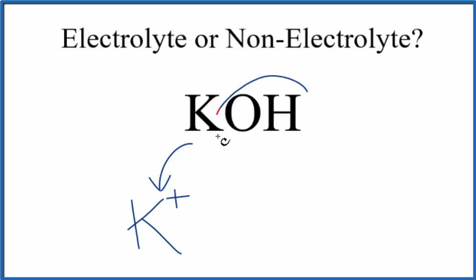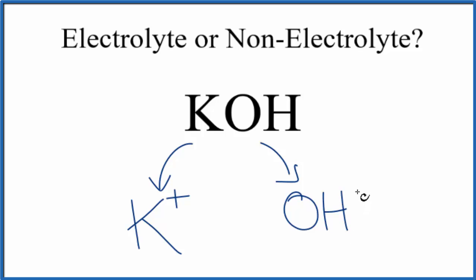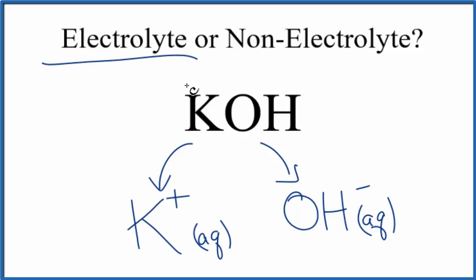This is a good one to remember. OH, when it's bonded to metals, that's the hydroxide group. OH, the whole thing, has a 1 minus ionic charge. Because these are dissolved in water, we write (aq) for aqueous. That means dissolved in water. And these are the ions we would have when we put KOH in water. So since we have these ions in water here, this is considered an electrolyte.